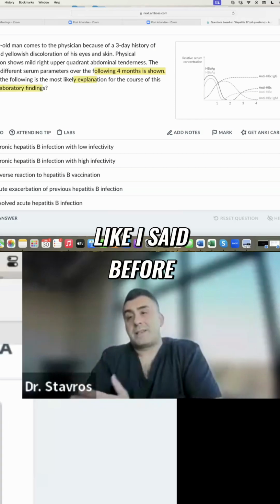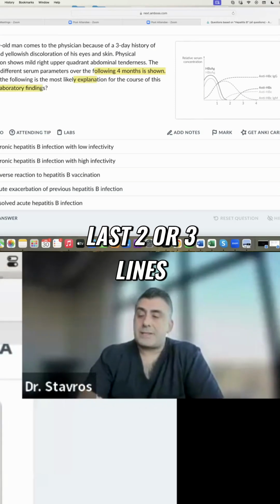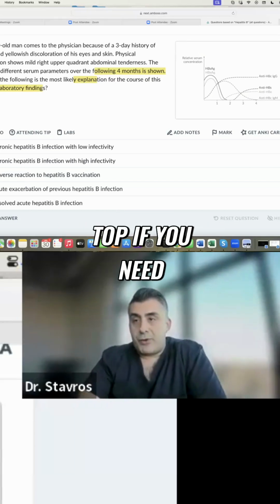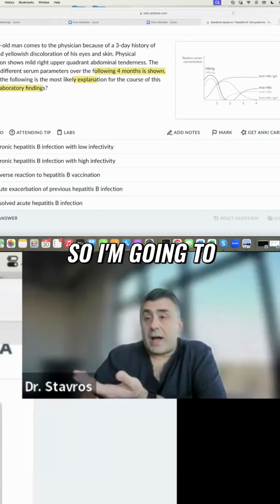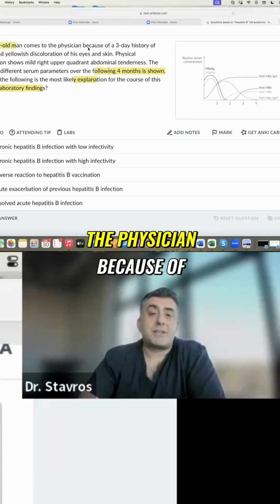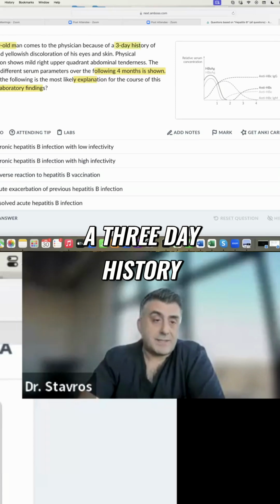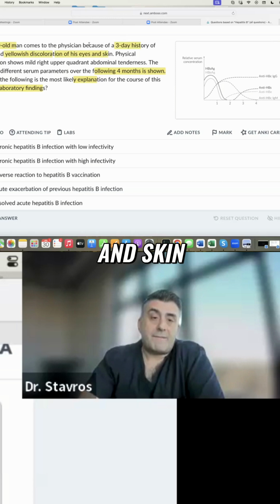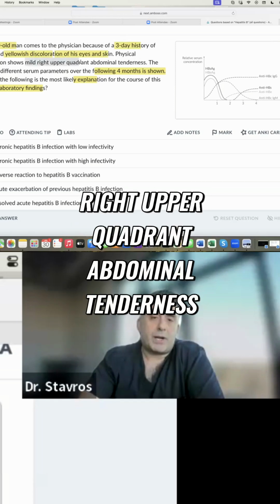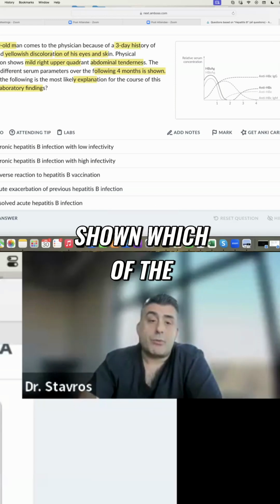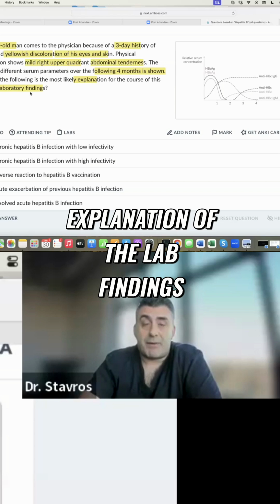Okay, so typically, like I said before, we always read the last 2-3 lines. Most likely, you'll get some information out of it. Typically, go to the top if you need to learn more of the scenario. So I'm going to go to the top and see what it's asking of us, right? A 37-year-old man comes to the physician because of a 3-day history of fatigue, yellow discoloration of his eyes and skin. Physical exam shows mild right upper quadrant abdominal tenderness. The course of different serum parameters over the following 4 months is shown. Which of the following is the most likely explanation of the lab findings?